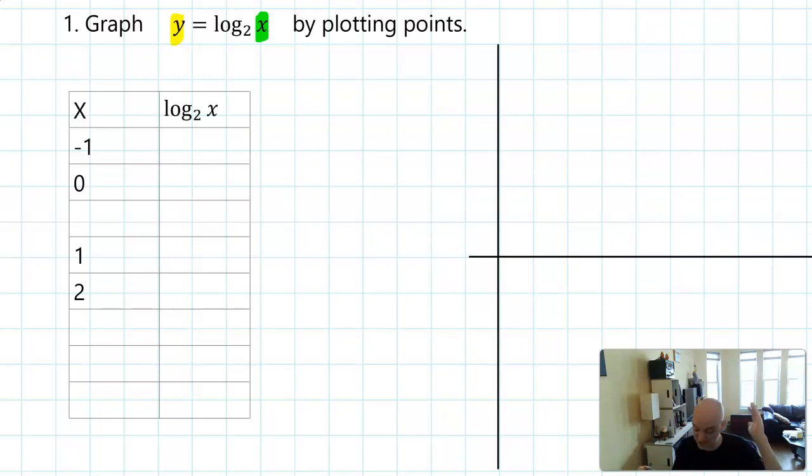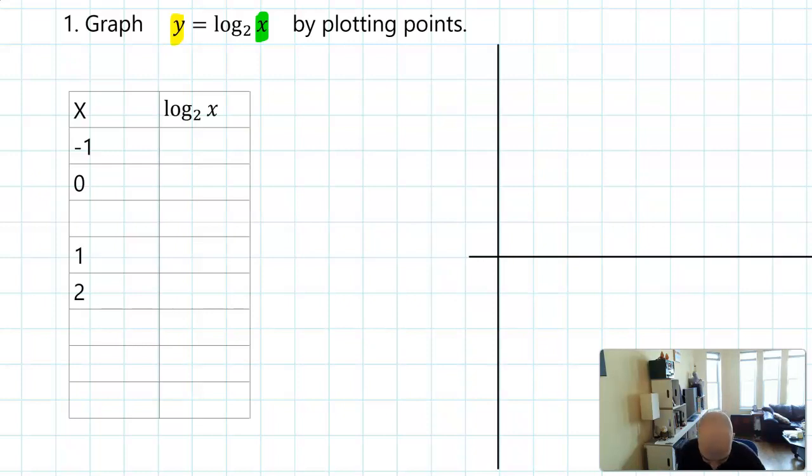By way of introduction, we're just going to start by plotting points. Now, this is not how you're going to graph logs generally, but as we work up to it, let's start here. I challenge you to pause the video, plot some points on your own, and see if you can think about what the graph might look like, and then come back if you want to see what it actually looks like. All right, so let's start with the table here, and I've left some spaces out. We'll fill those in as we go.